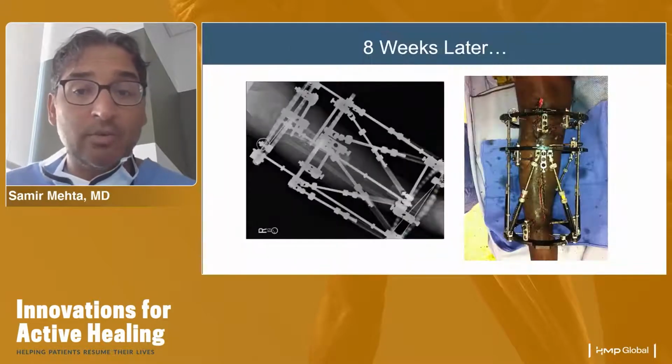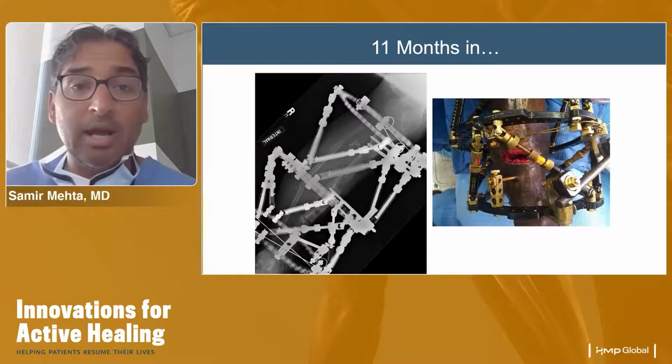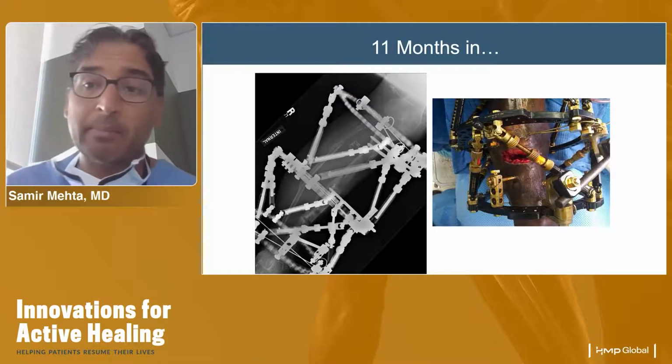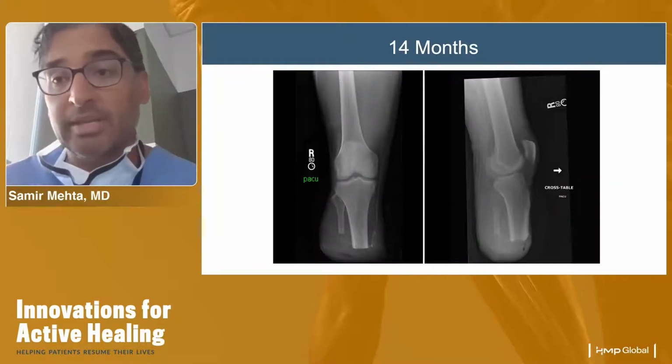And so this is her 8 weeks later. We put her in a different kind of ring fixator. We're doing a bone transport. This is her 11 months in. She's made some bone. She's got a wound that's not healing. I've got my plastics folks on board trying to get her to heal. And this is her at 14 months with a below the knee amputation.